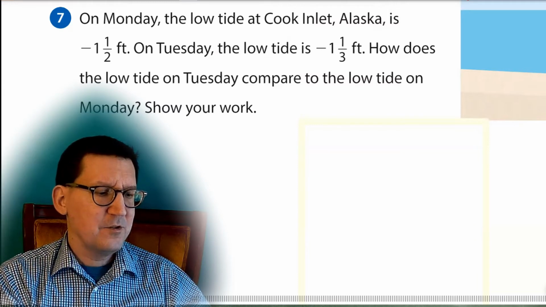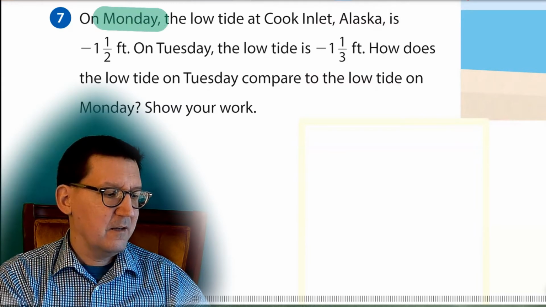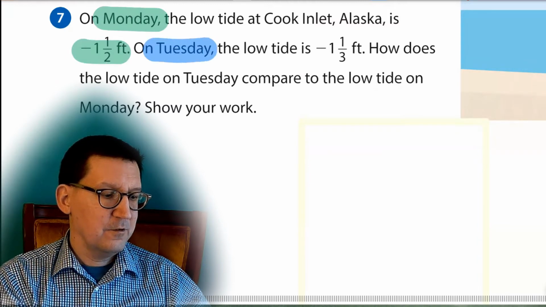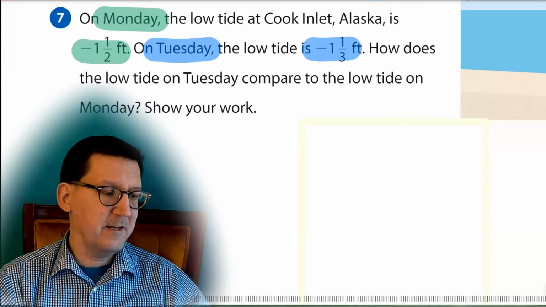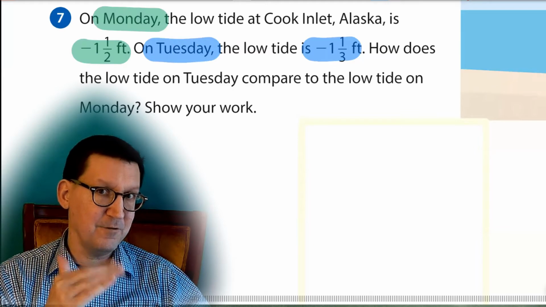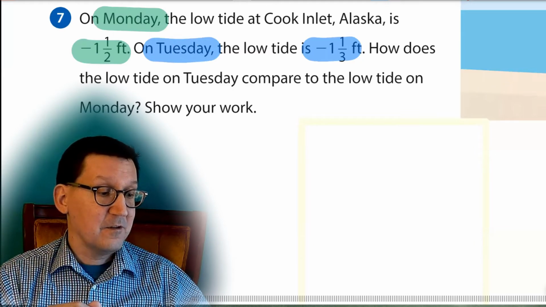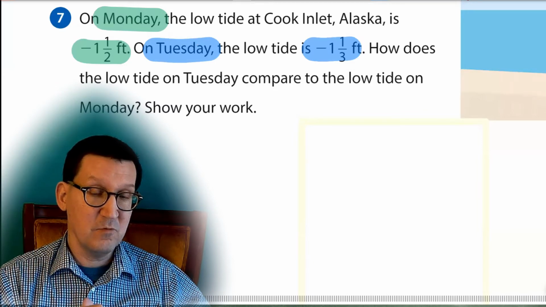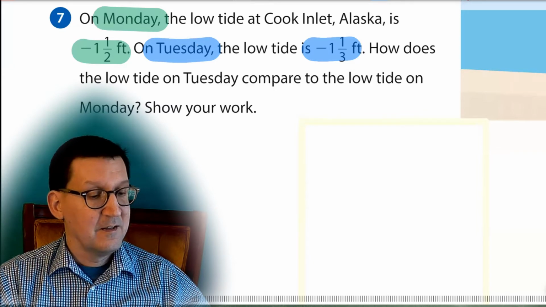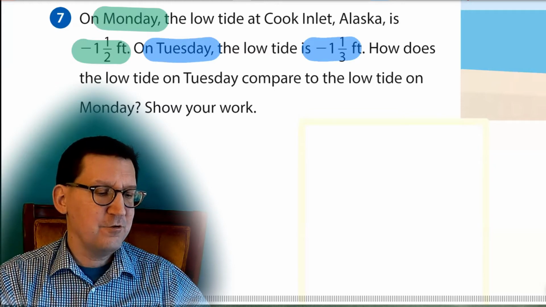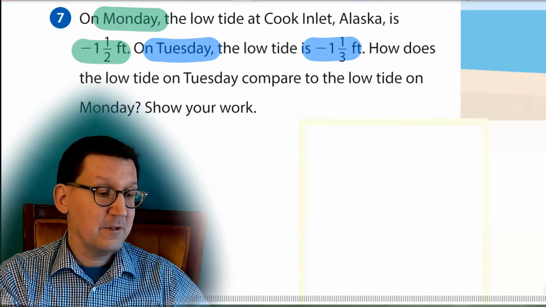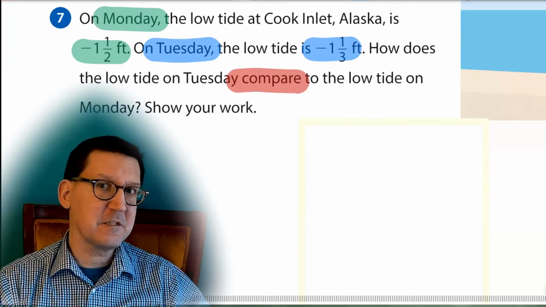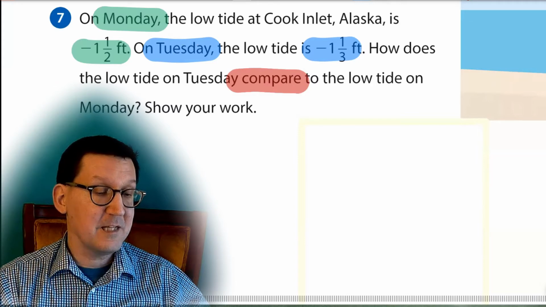So what is it asking us to do? Well, on Monday, we're negative 1.5 feet. On Tuesday, we're negative 1 1/3 feet. Now, what do those negative feet mean? That means it's below sea level, right? So low tide is 1.5 feet below sea level. And on Tuesday, the low tide is 1 1/3 feet below sea level. So we're comparing. How does the low tide on Tuesday compare to the low tide on Monday? Well, if we're comparing something, we have to find the difference, right? And if we find the difference, that means we got to subtract.